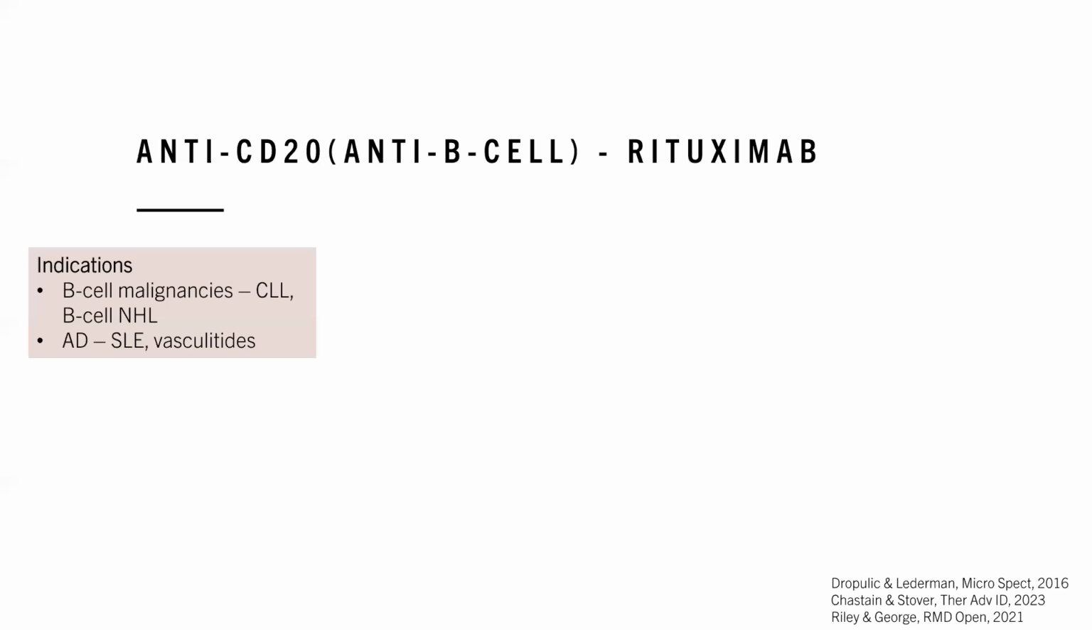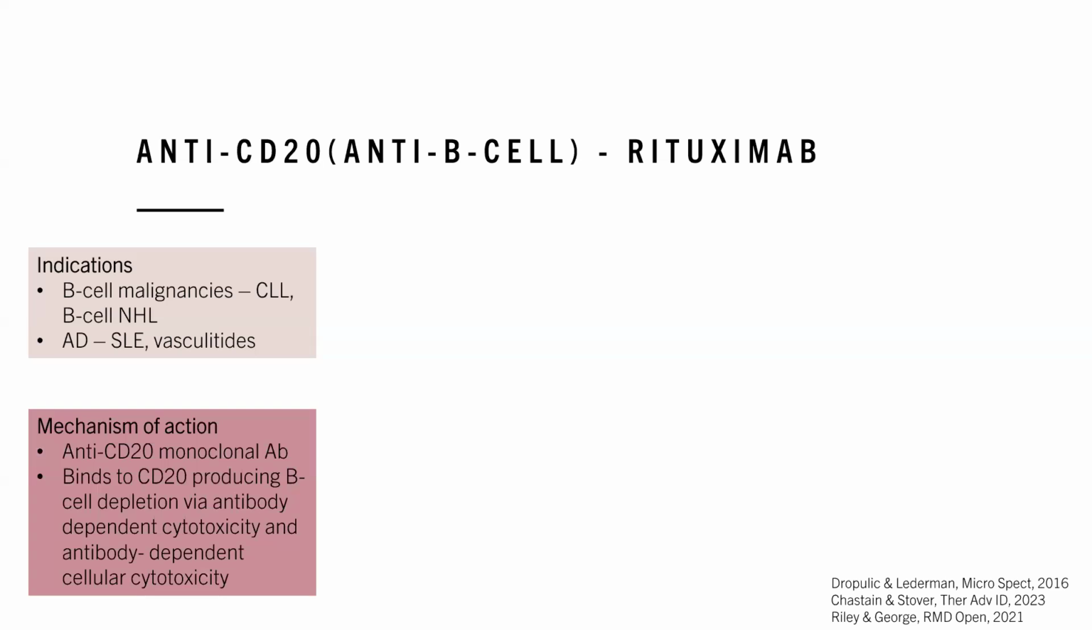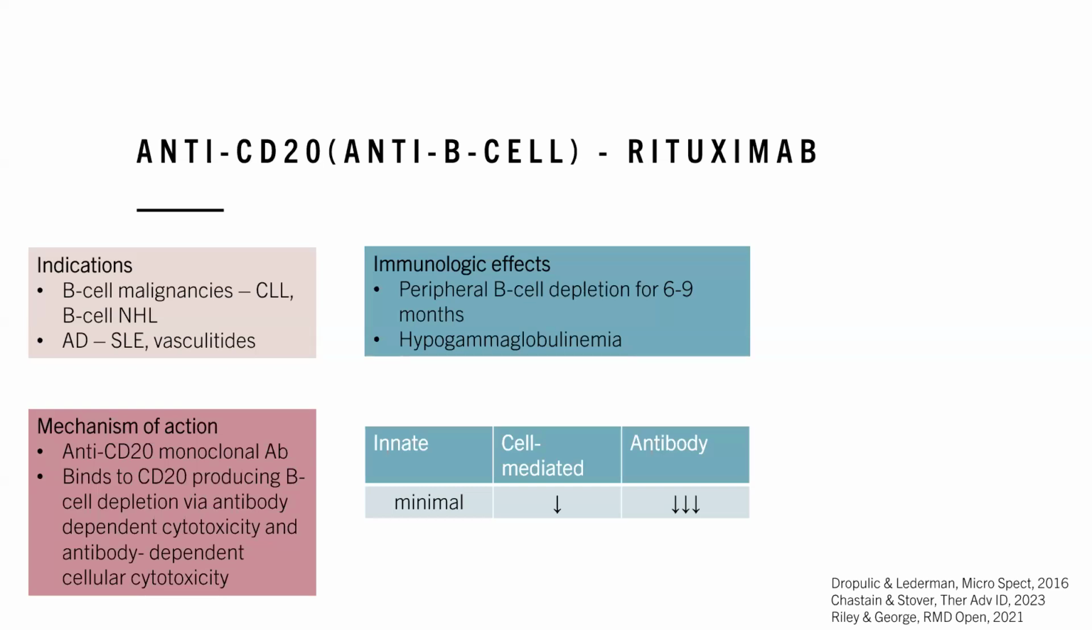It's generally used in autoimmune disease like lupus and vasculitis disease. Also used in some chemotherapy for some malignancies, particularly B-cell malignancies, because it targets anti-CD20. CD20 is present on all B cells. So because it binds to the CD20 receptor, it then causes B-cell depletion. And this B-cell depletion lasts for 6 to 9 months.